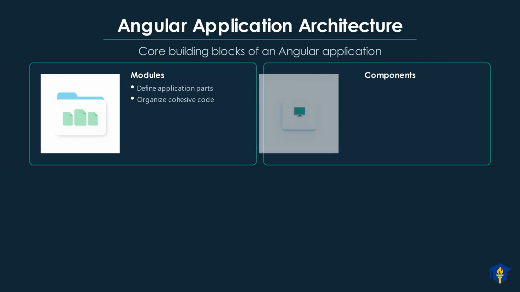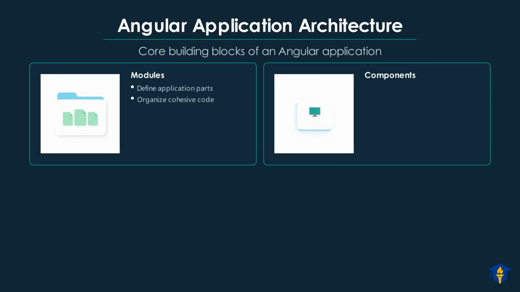Next, components are the primary building blocks of the user interface. Each component controls a specific view and its associated logic, creating interactive sections. They are the basic UI building blocks, making your application easy to assemble and manage.